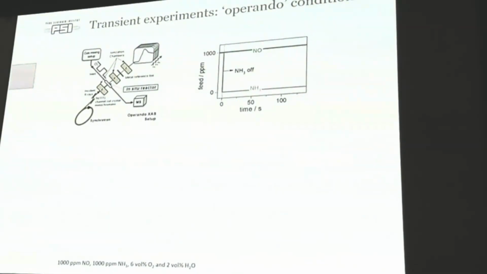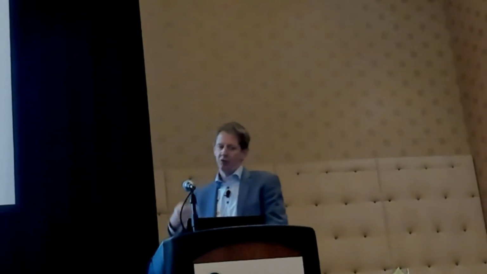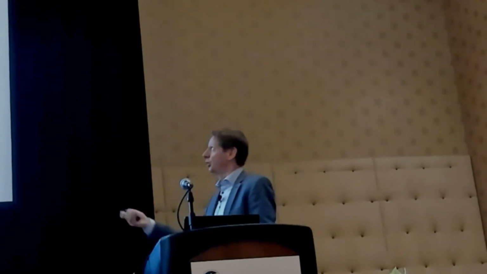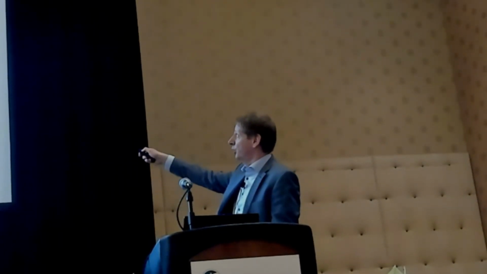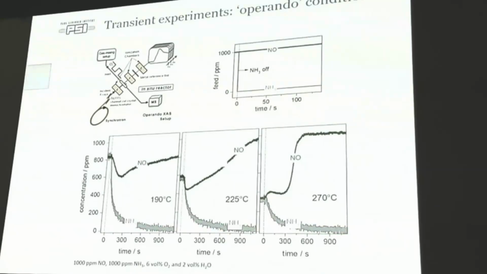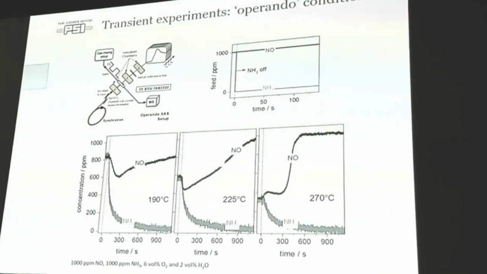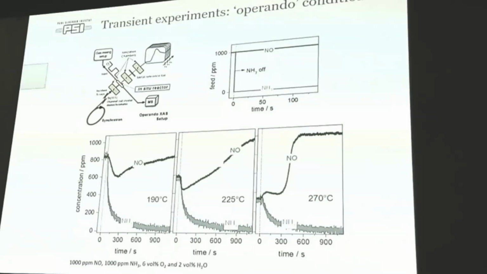Now when you drive a car, your catalyst is continuously experiencing changing conditions, right? So you have changing conditions of temperature, your gas composition changes all the time. And on top of that, ammonia is fed intermittently to the catalyst. So to mimic these kind of situations, we introduced transient experimentation, which is used for a long time, forcing. And an example that I'm going to show here is ammonia shut off.